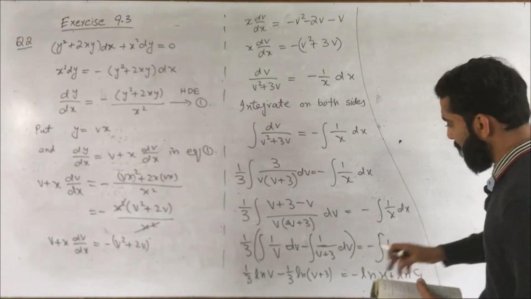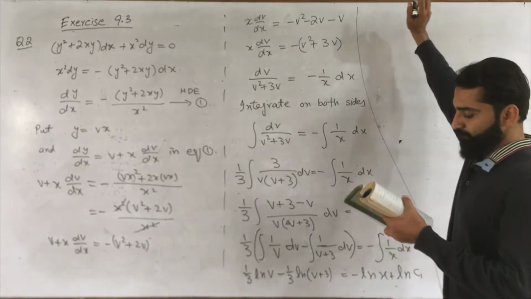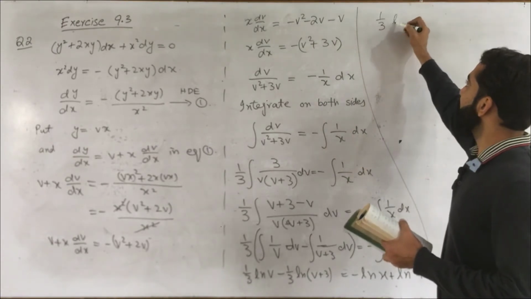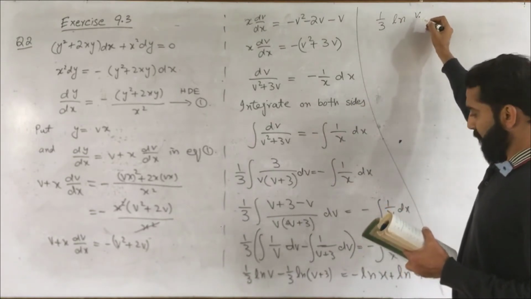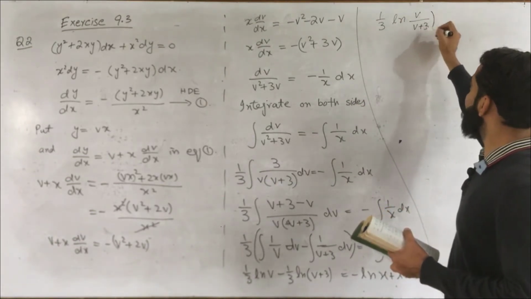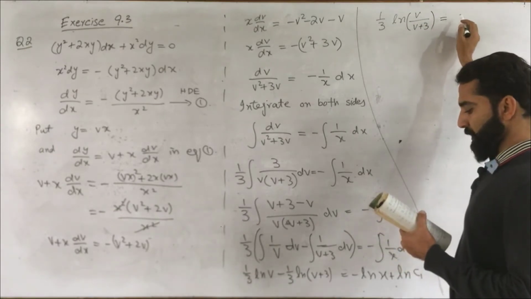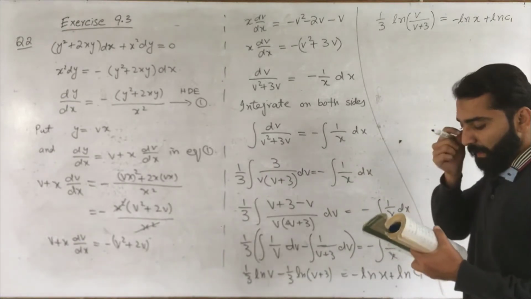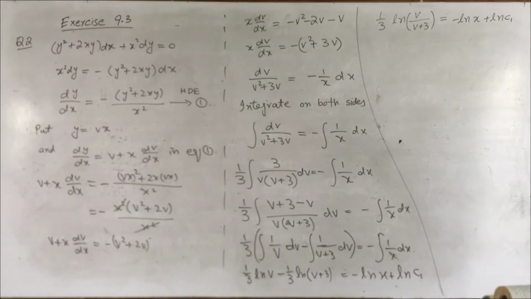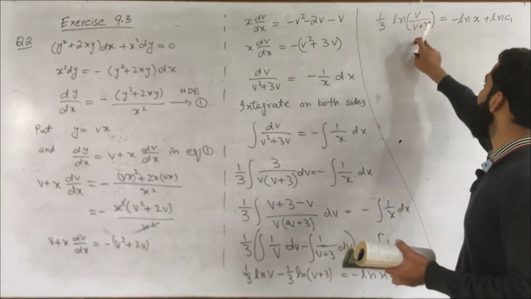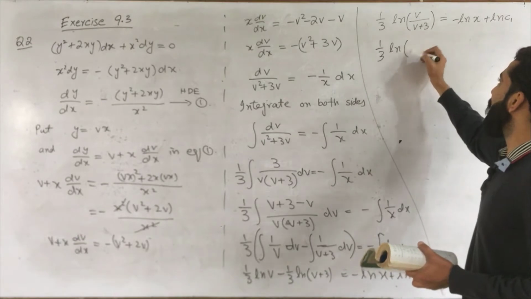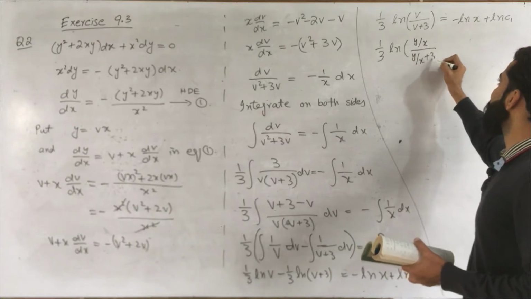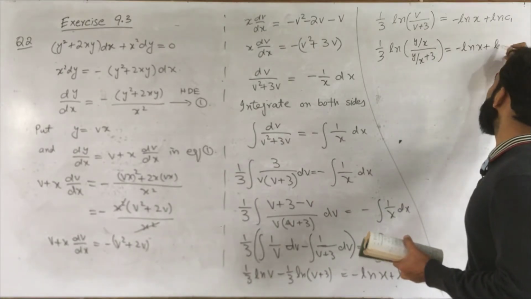After solving that, these equations are converted to 1/3 natural log of v divided by v plus 3 is equal to minus natural log of x plus natural log of c1. Now put the value of v back here, which is v is equal to y over x. In here, 1/3 natural log of y over x divided by y over x plus 3 is equal to minus natural log of x plus natural log of c1.